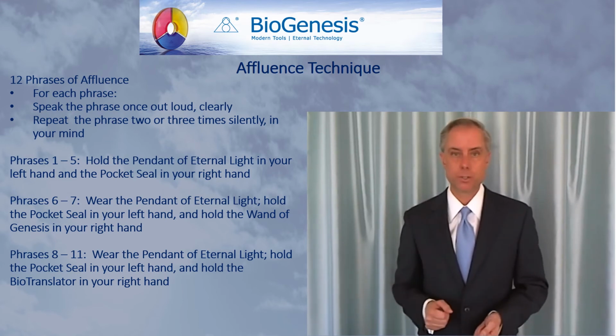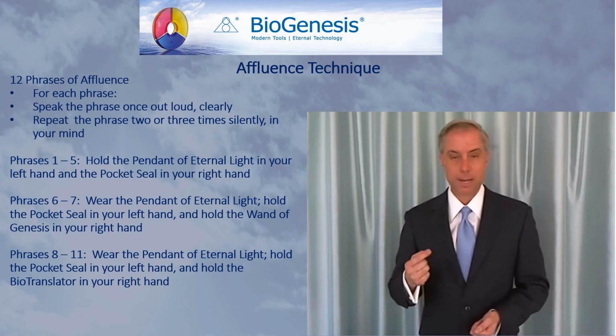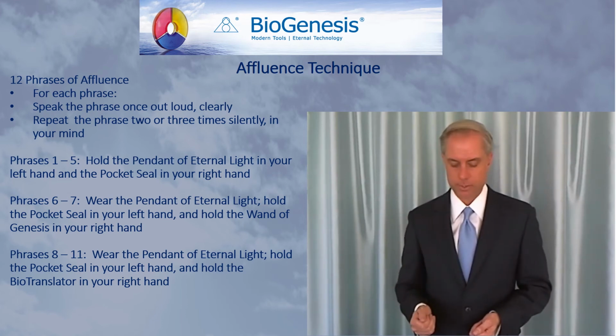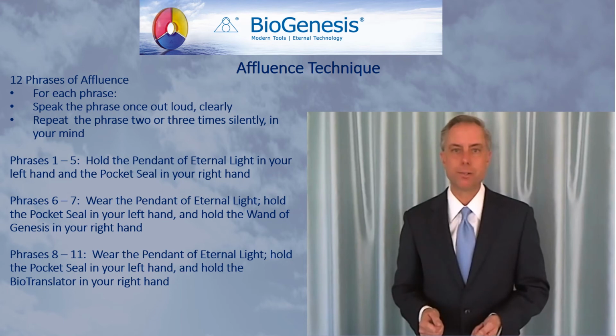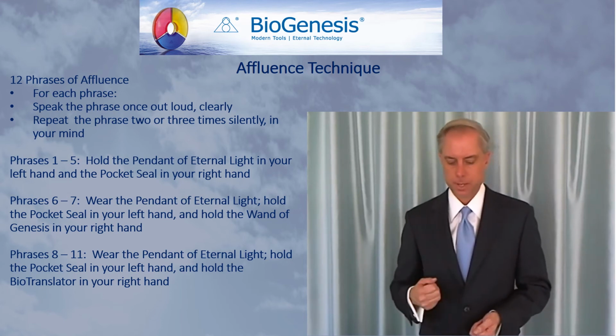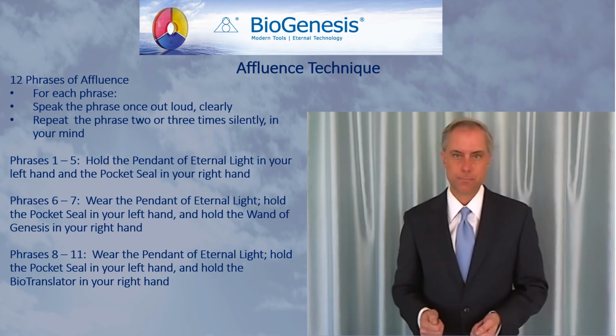Then we move on to the 10th phrase of affluence. We begin by stating the phrase clearly out loud. It may be said, the intent gathers the means. Then we take some time, several seconds, resting quietly with our eyes closed, and we repeat that phrase silently within our mind. It may be said, the intent gathers the means. We do this 2 or 3 times.